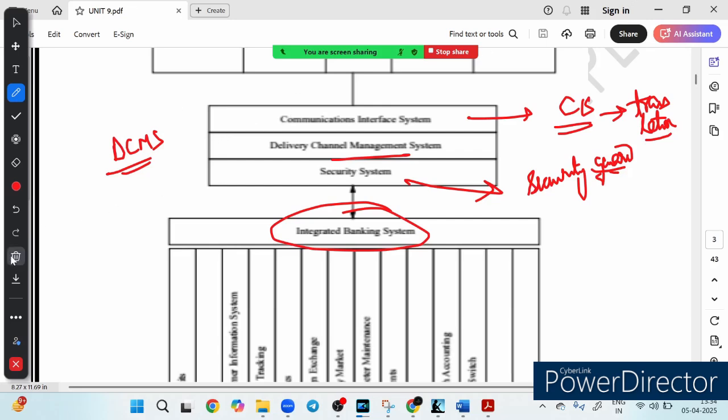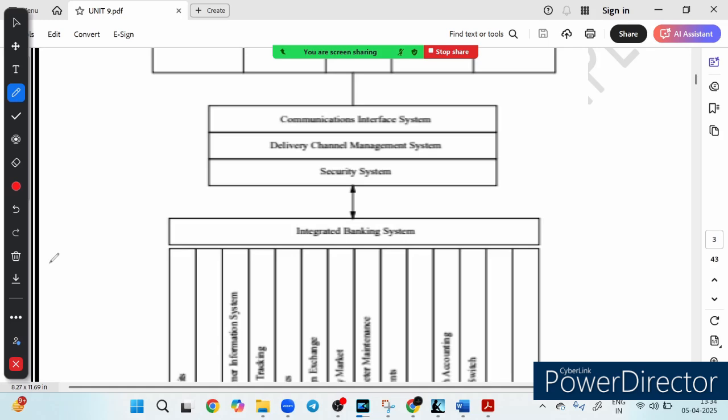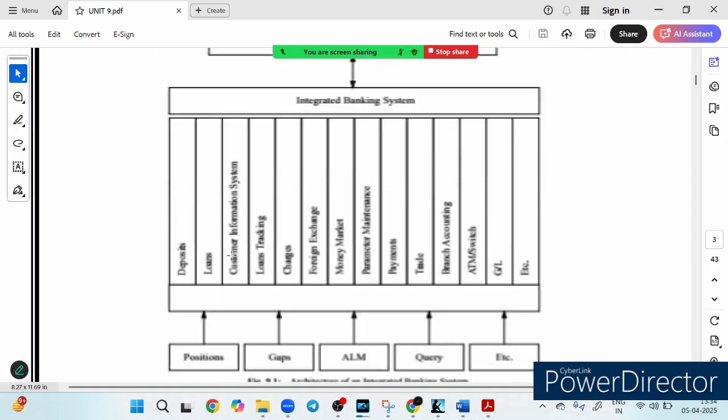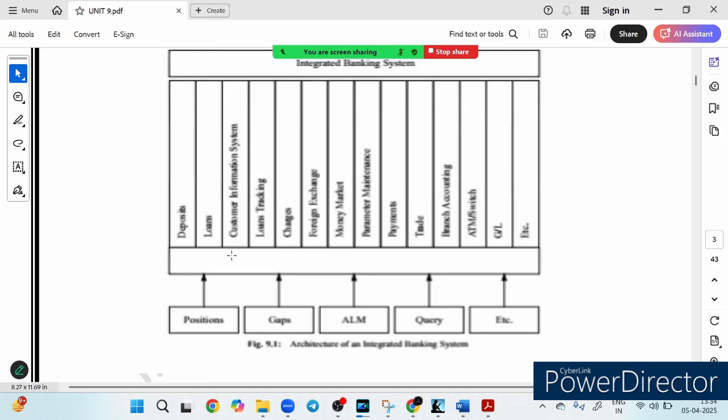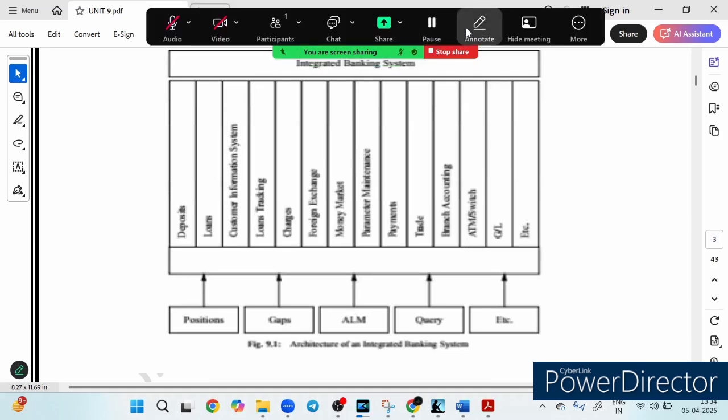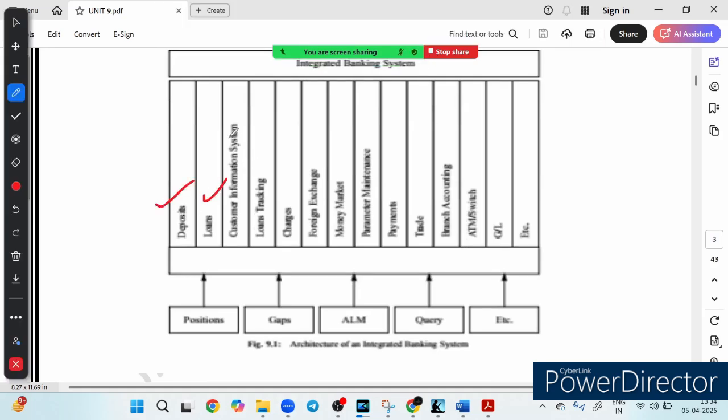Then comes the security system, which means the security guard of the bank's digital world. It protects sensitive data and prevents unauthorized access. Then comes the integrated banking system. Here you can see the vertical columns: the first column is deposit, then loan, then customer management information, then we have charges, foreign exchange, money market, payment, trade, everything like that. Each of these blocks represents a different operation or department within the bank, and IBS ties them all together in one single platform.